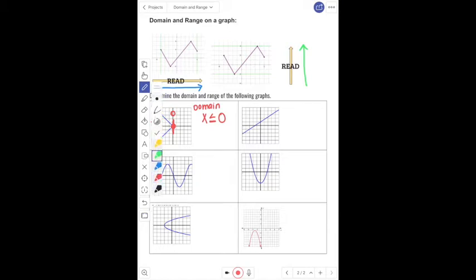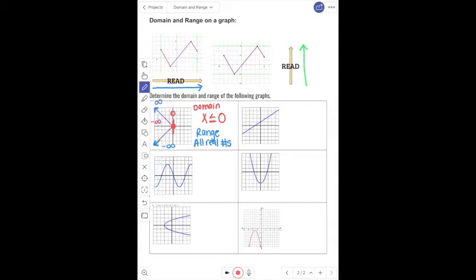Now my range. My range is going to be everything from the bottom to the top. So from the bottom I have an arrow here. So it's going to be coming from negative infinity, and I'm going to keep going up, up, up until I get my other arrow. So it's going up to infinity. So my range is all numbers. So we call that all real numbers, because it goes from negative infinity to positive infinity. It includes all the y values, all the real numbers.